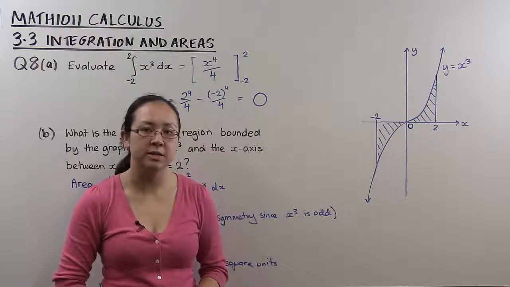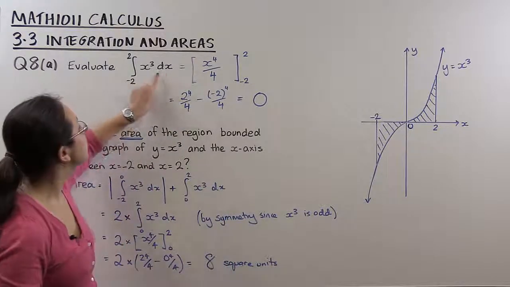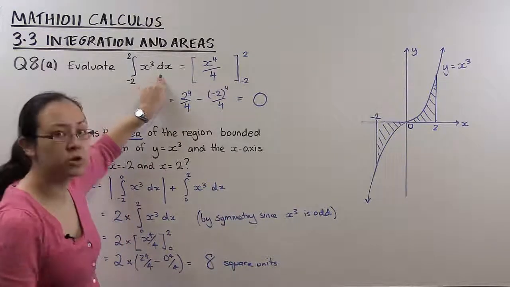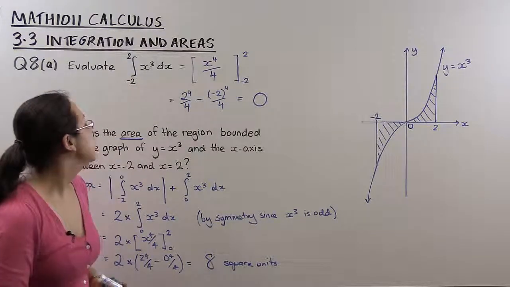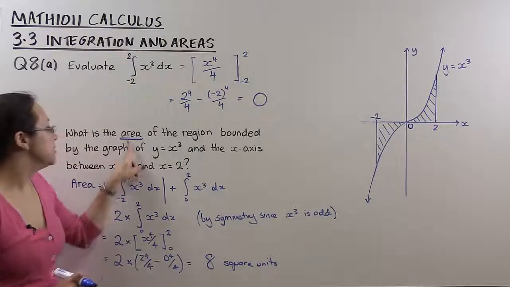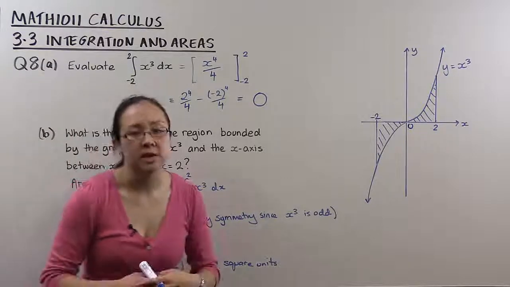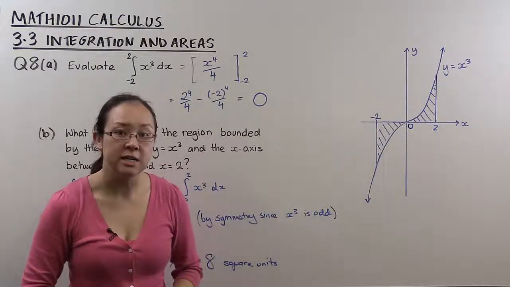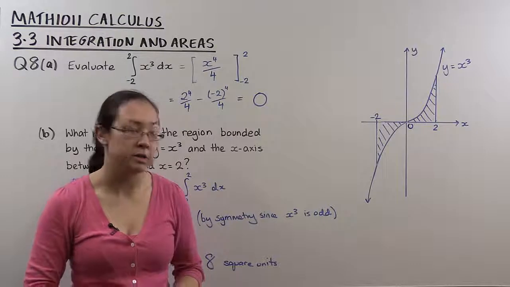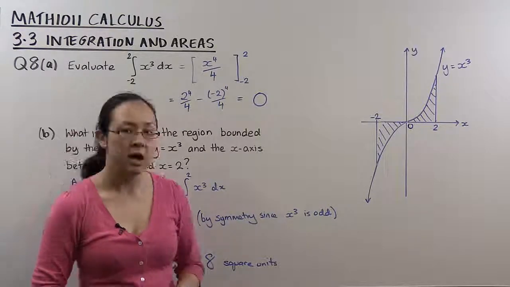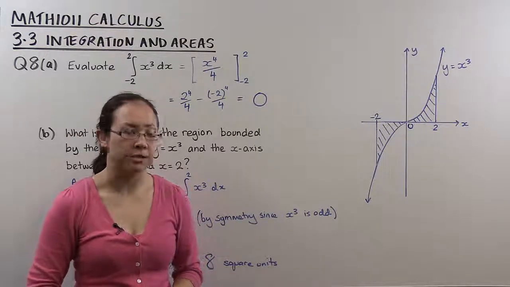Okay, so just remember the difference between calculating a definite integral, which is going to give us a total signed area, and a question that specifically asks for the area, in which we would have to calculate areas underneath the x-axis as positive, right? And so we just have to have a picture of what the graph looks like in that case.